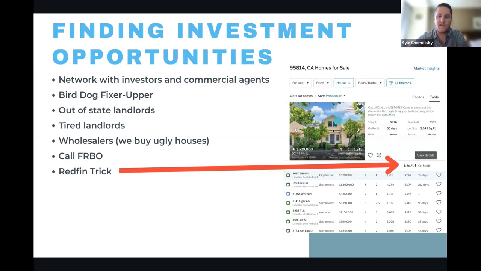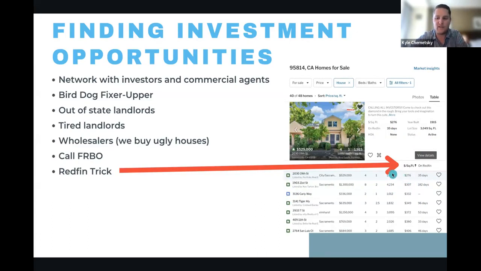So if you go on Redfin and search in a certain area, and then you sort it by price per square foot, if you get outliers that are weirdly lower than everybody else, you might have an opportunity on your hands. But if you get properties that are outliers as well about square footage, like the second one, see how 1903 21st Street has 4,200 square feet and a 307 price per square foot. The size of the home is an outlier itself. So that's why the price per square foot is going to be lower.